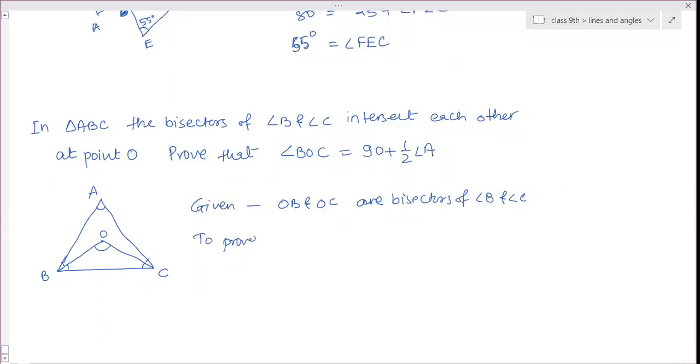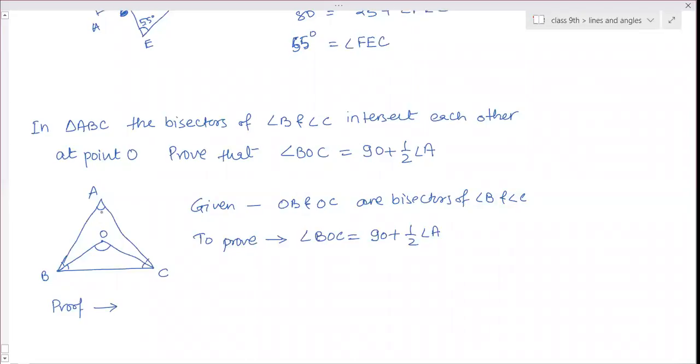These two questions are short, and one of them will be there in all your exams. I will show you last year's papers also. They have asked this question. To prove: angle BOC is equal to 90 plus half of angle A. No construction we are doing.